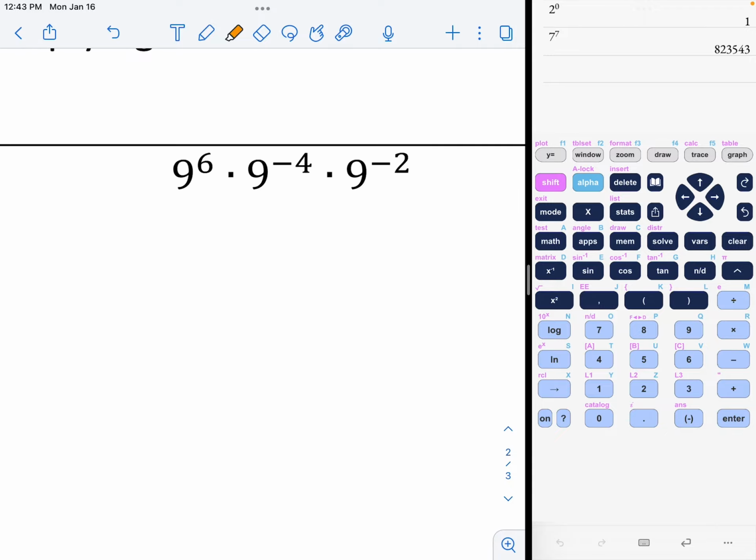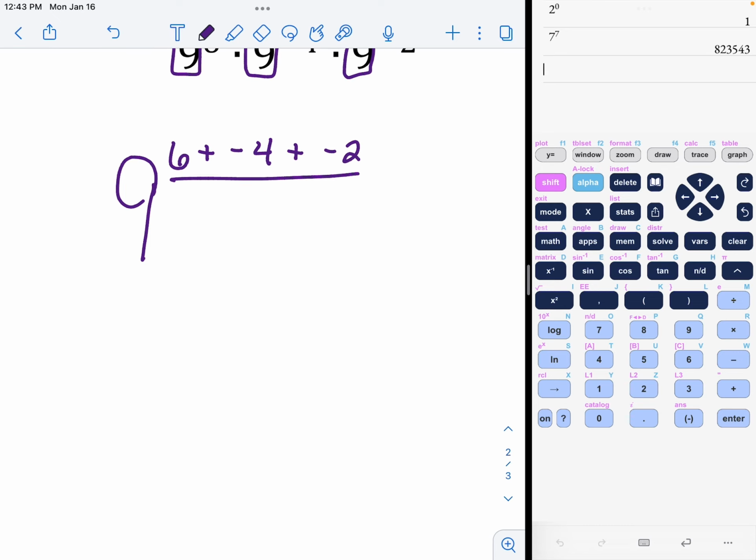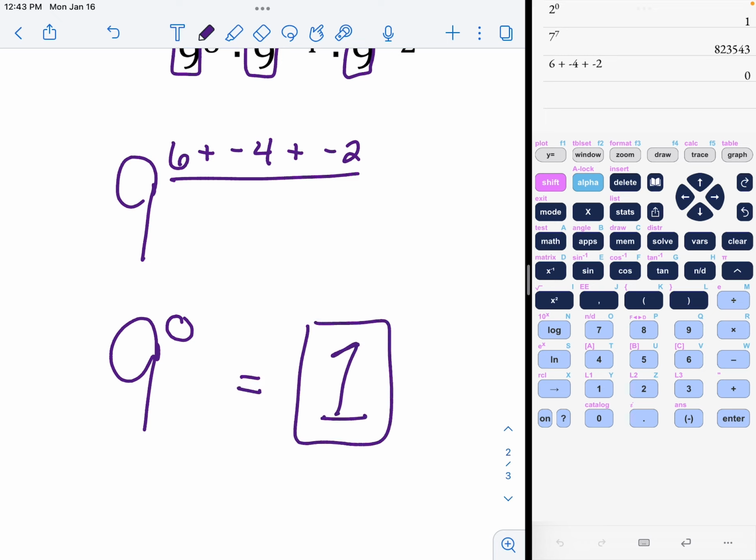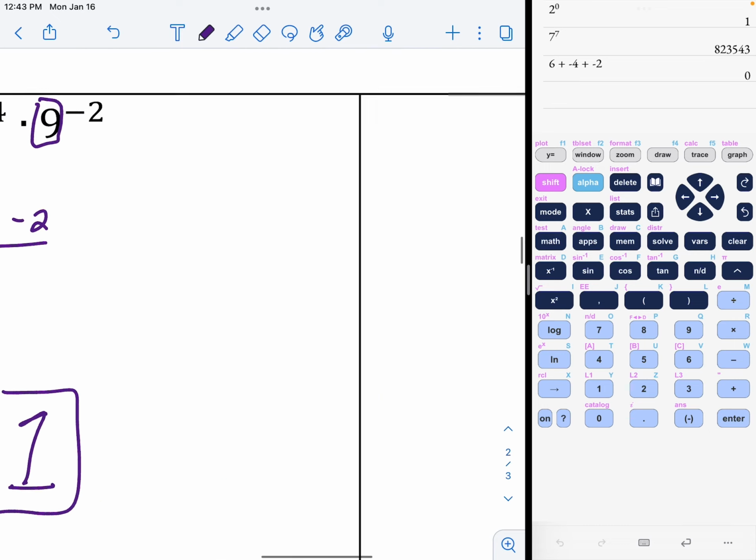Next, let's try the one right beside it. Common base is a 9. So what I'm going to do is I'm going to just box up all my 9 so you can see that was the base. There it is. And I'm going to add my 6 with my exponent of -4 with my exponent of -2. So there they are being added. So let's see, what is 6 add -4 add -2? And maybe you can do that in your head. That would be phenomenal. You get a 0. Oh, and then we have that neat rule from yesterday that anything to the 0 power, the final answer is just a 1.